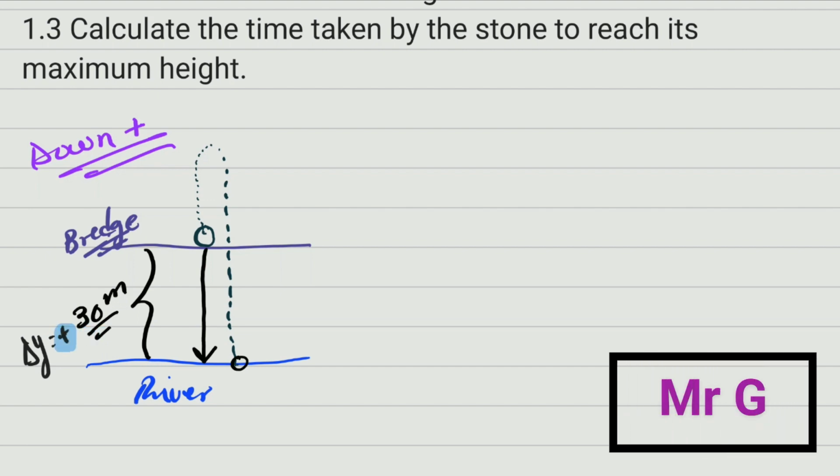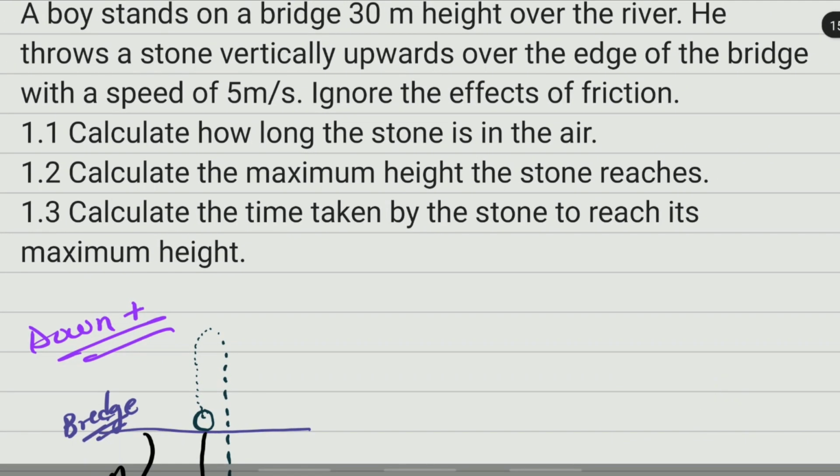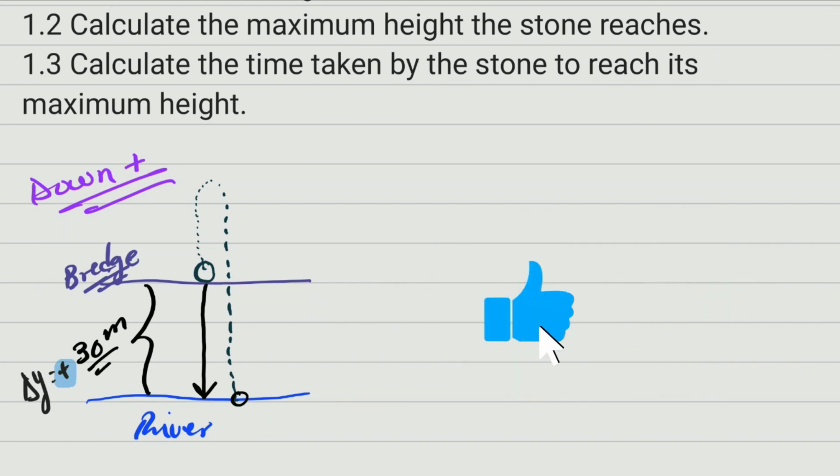Okay, now what other data do we have here? The stone was thrown with a speed of 5 meters per second, so the magnitude of the velocity was 5 meters per second. Let's write that data as well. The initial velocity of the object was 5 meters per second, but it was thrown up, so since down is positive, up is negative, and it's -5. Please guys, this is really important.